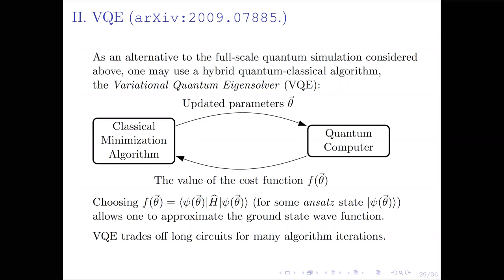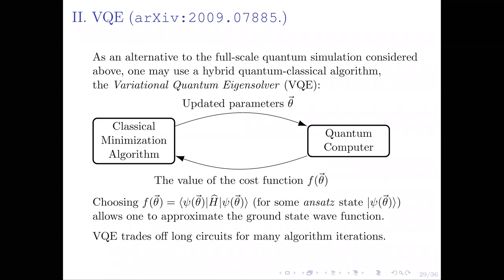And how can we get a quantum advantage? Well, we can get quantum advantage in the situation where evaluating this expectation value on each step is exponentially expensive on a classical computer, but it's only polynomially hard on a quantum computer. But still, this is a heuristic algorithm because there's no guarantee that this classical minimization will converge to the true ground state. But this is our hope.